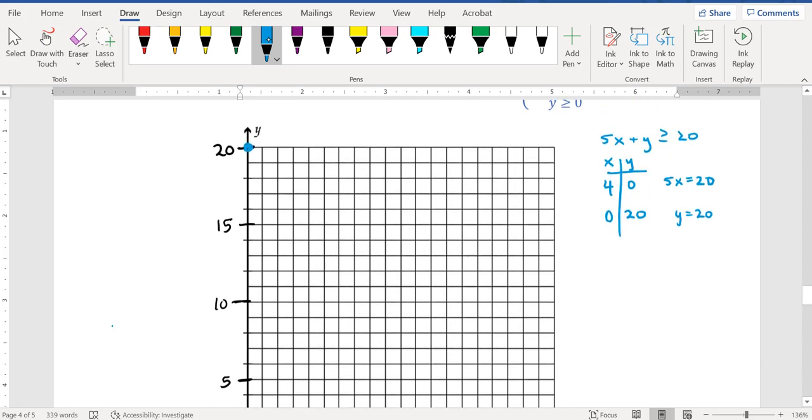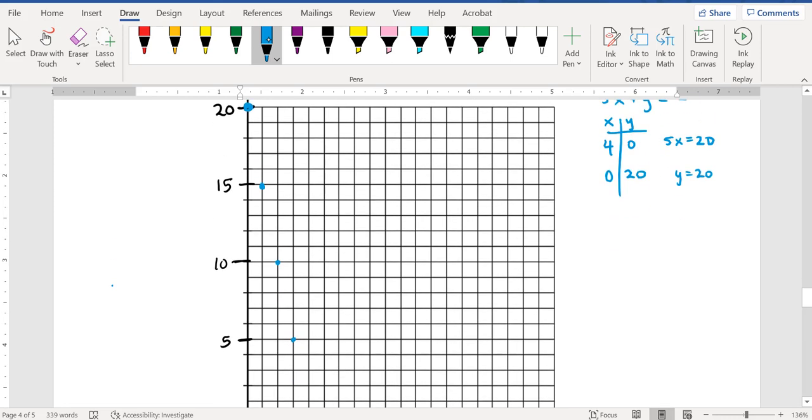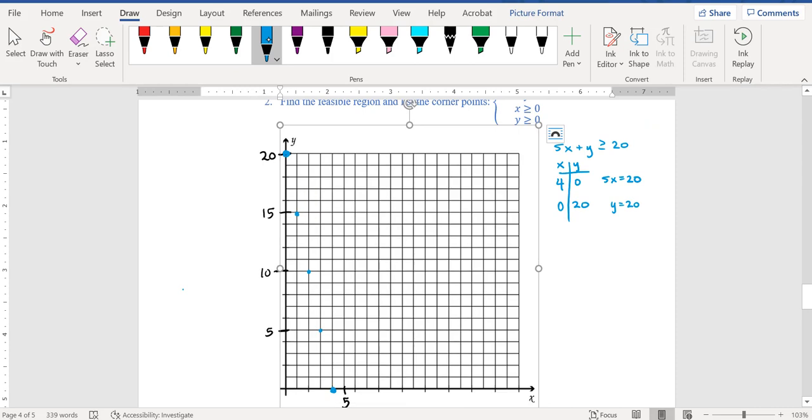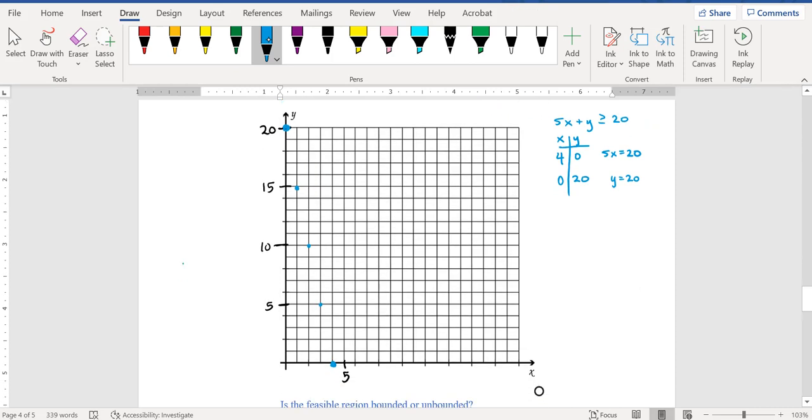Okay. So that slope is actually negative 5, right? So I'm going to go down 5, right 1. Right 1, down 5, right 1. Okay, there's my line. Now, do I want to shade to the left of that line or to the right of that line? So I'm going to do a test point. Is 0 bigger than or equal to 20? No, so that's false. So I want to shade from here this way.